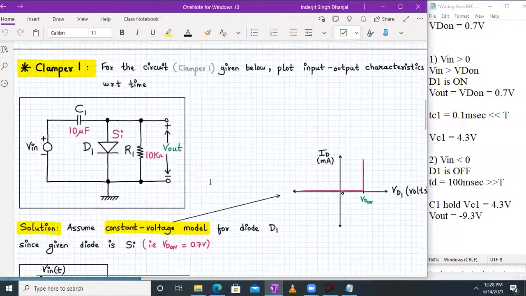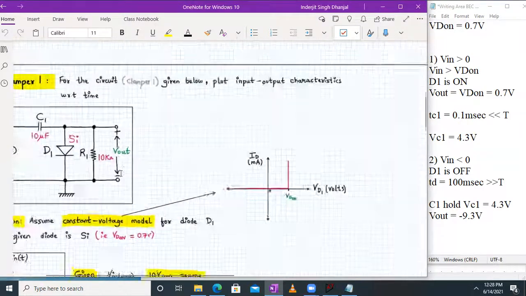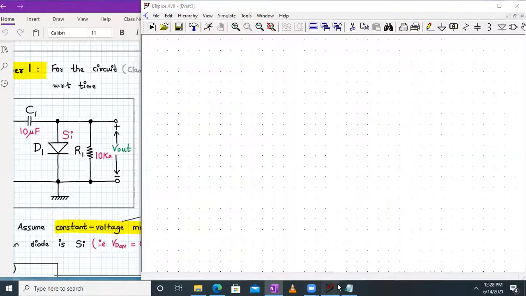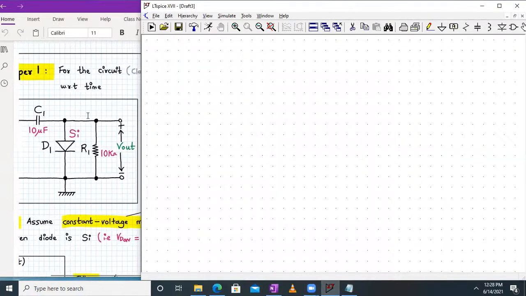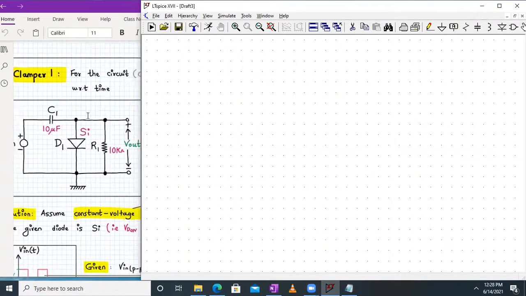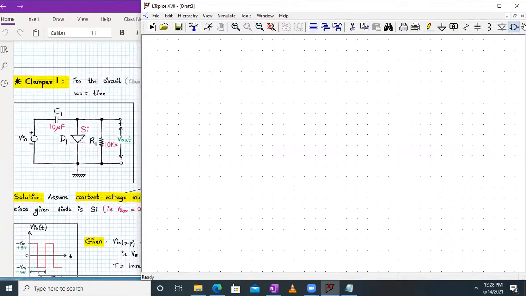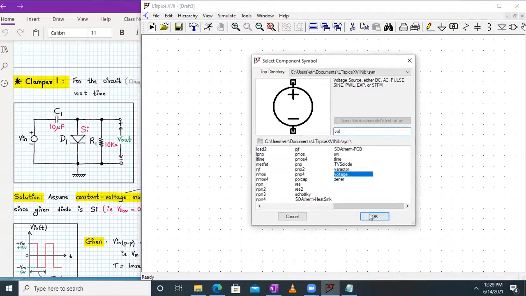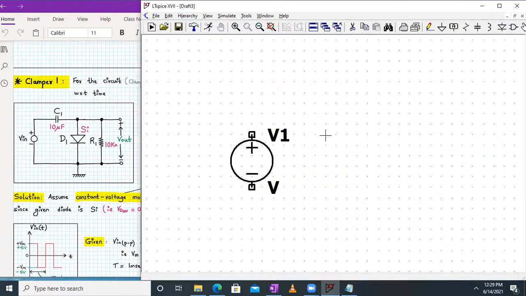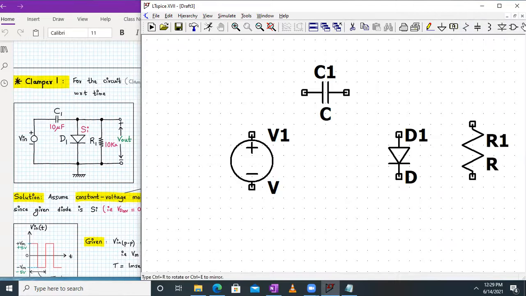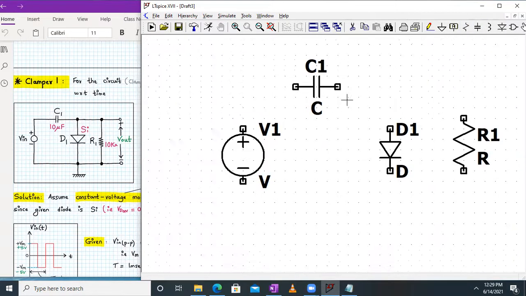Now let us build this circuit in LTspice and check out our results. I'll open the LTspice window. This is the LTspice window, and let me take the components from the library. First we'll take the voltage supply and paste it over here. Next will be the capacitor, which we rotate with Control R. Then comes our diode, and then we'll have a resistor. Then we connect the circuit.